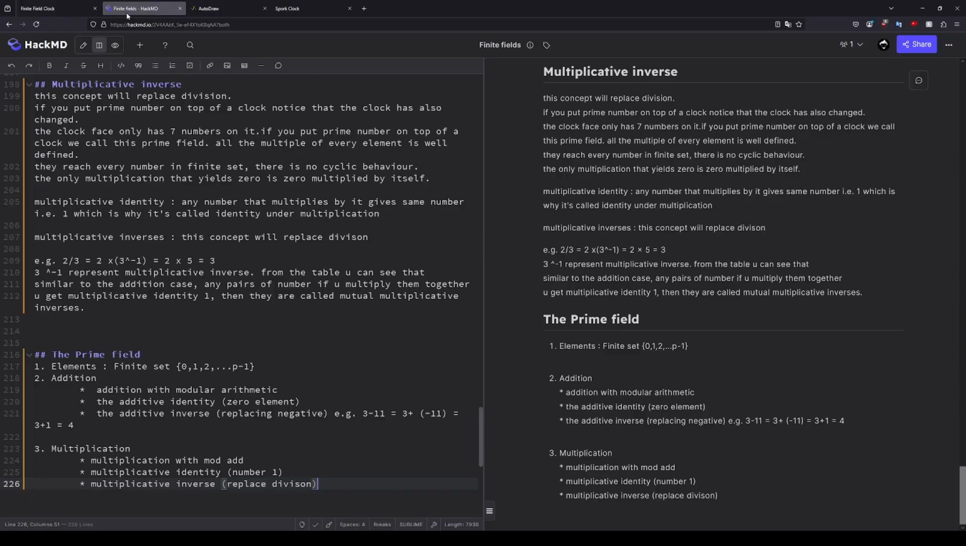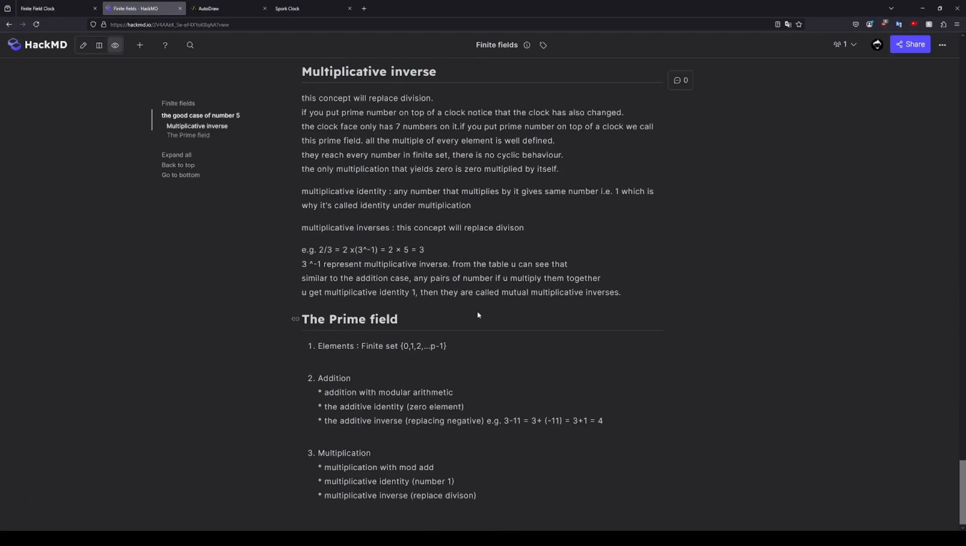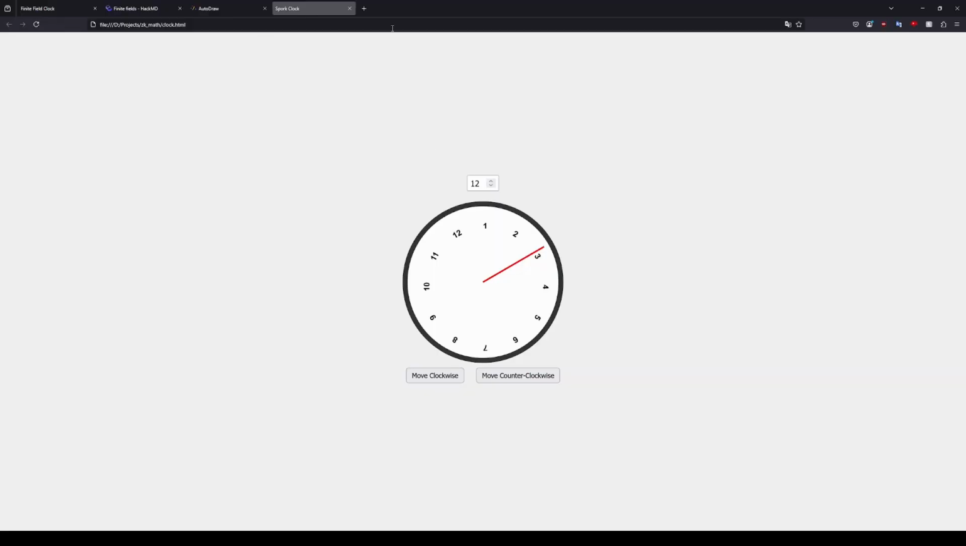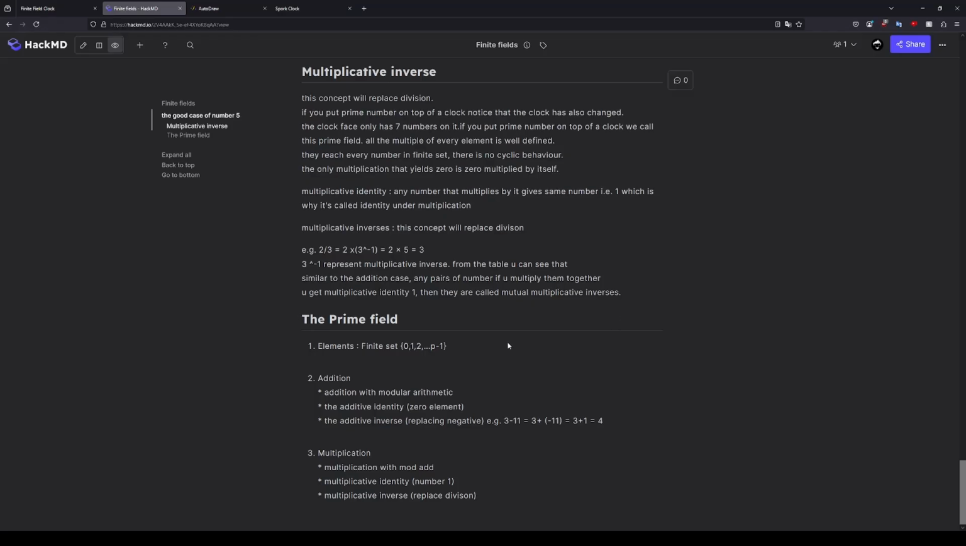So now we have established the prime field. We have elements in it, the finite set 0, 1, 2 till p minus 1, where p is the prime number that we keep here. Then we have addition. Now we know how to do the addition. Addition is with modular arithmetic.